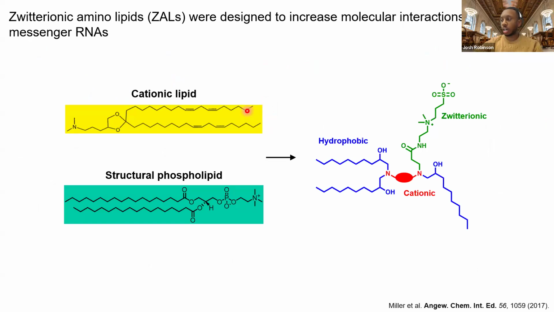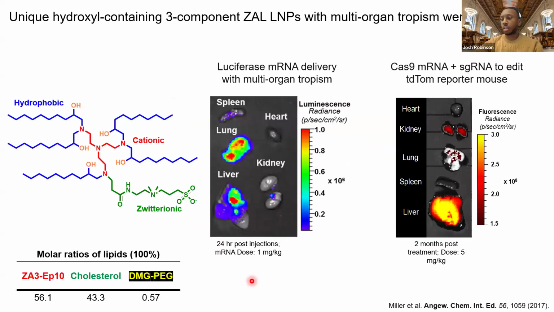We combined aspects of the ionizable lipid and the phospholipid, and we termed them zwitterionic aminolipids, or ZALs, as you see here. With the ZALs, we did a pretty large screen, and we were able to find our top candidate, called ZA3-EPI10. That's the structure you see here. You also see that it has extrahepatic delivery, which is really nice to see, as a lot of LNPs typically go to the liver.